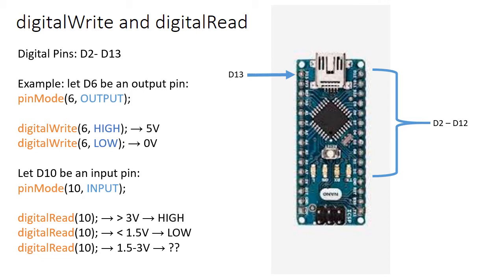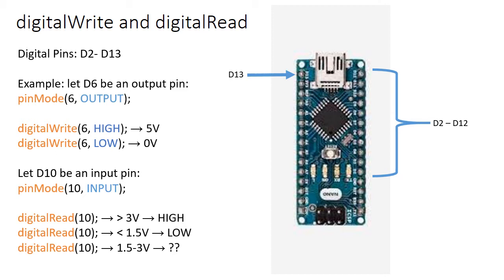But if we read some value that's in between, then it's not clear what will be returned. It could be high or low. Those are the only possible values. And it's random. So we really don't want digitalRead to detect a voltage in that range, because we're not going to get a reliable answer if we do.